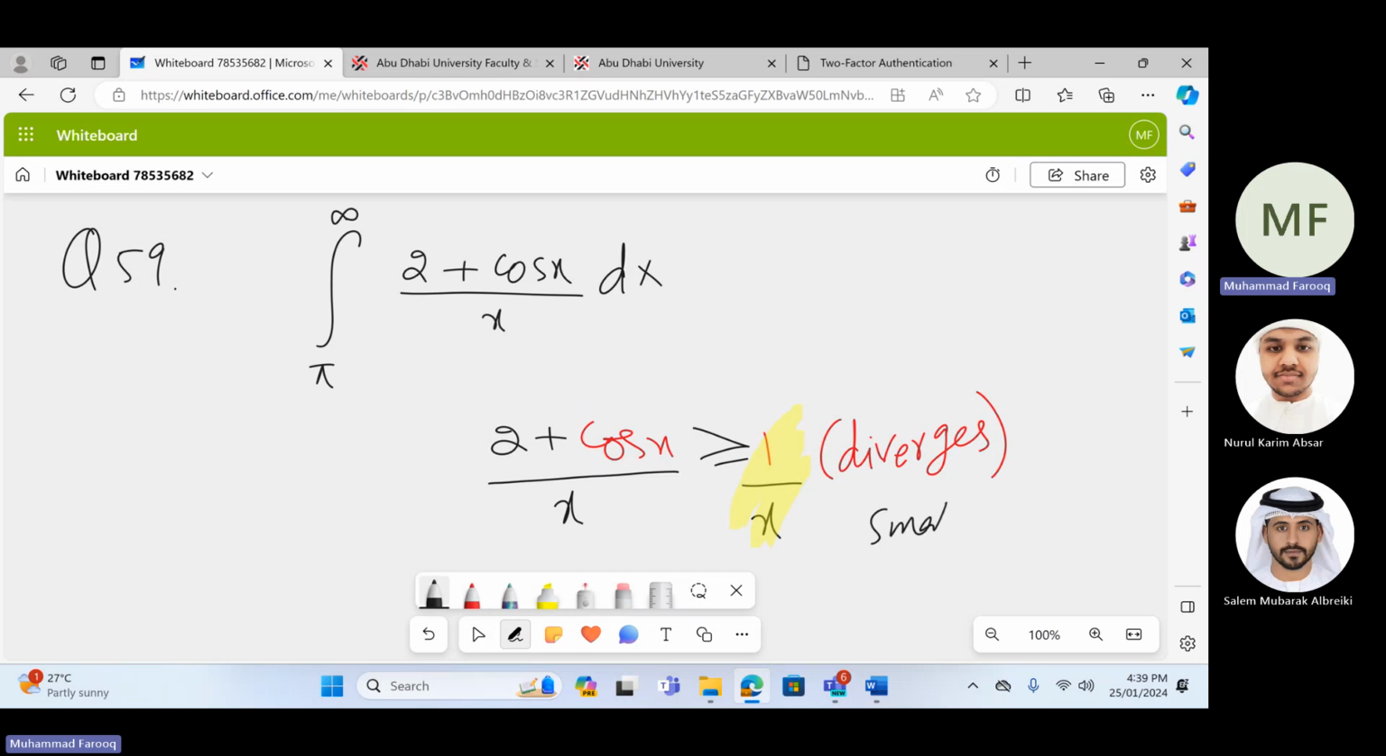So small, and this is what? Big. This is big. So please tell me, your small diverges. So as per DCT, if small diverges, what happens to big? Big also diverges. Big also diverges.